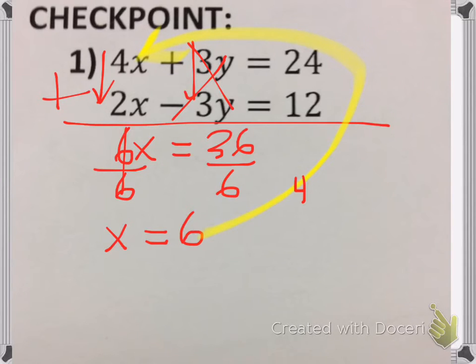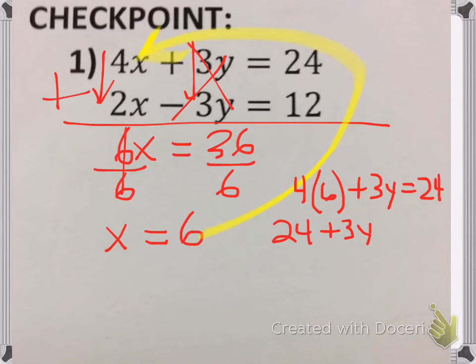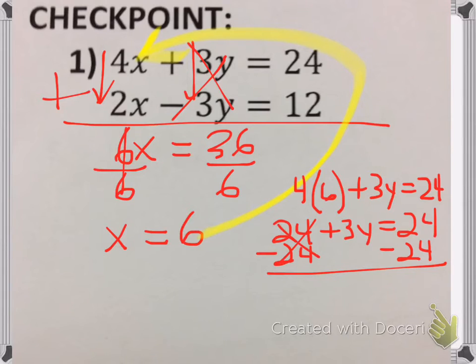So I'm going to have 4 times 6, because 4 times x, plus 3y equals 24, and I'm going to solve that. 4 times 6 is 24. Plus 3y equals 24. To isolate that y, the first thing I need to move is the 24, so I'm going to subtract it to the other side, which gets me a 0 over here, and it gets me a 0 over here.